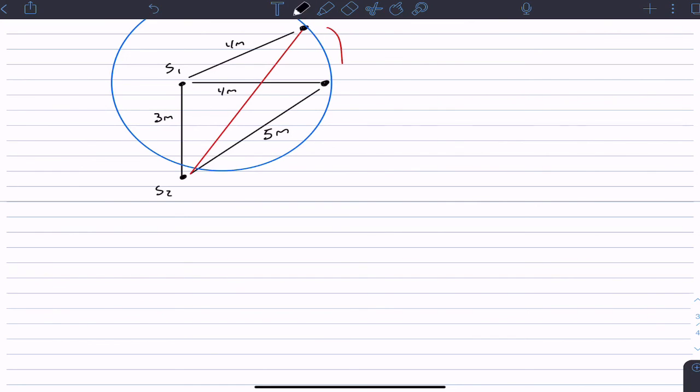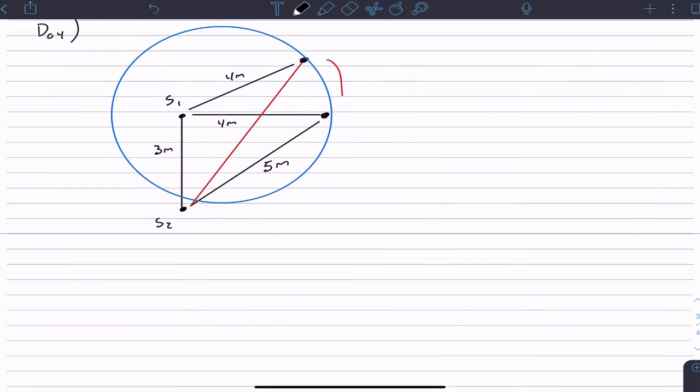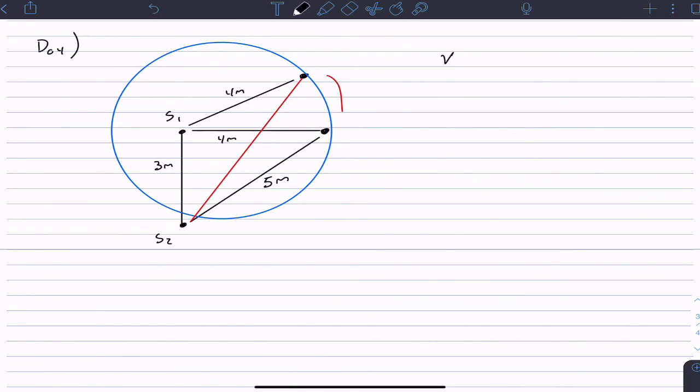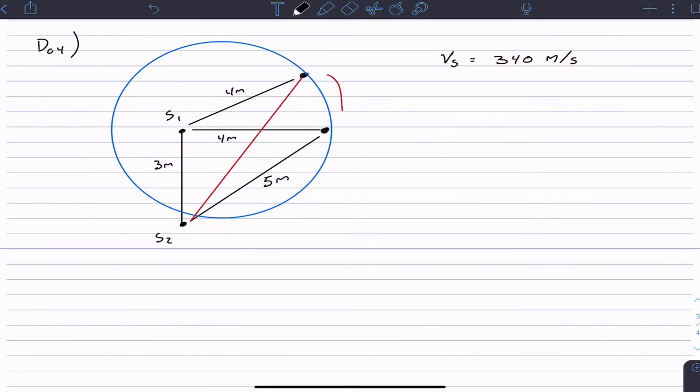If you don't believe me, you can say, well, what's the square root of 16 plus 9? Well, that's the square root of 25, which is 5 meters. And one last piece of information, we are told, again, the speed of sound in air is 340 meters per second. It has changed again. That's fine. Let's just use what we're told. 340 meters per second. The speed of sound in air seems to change a lot around here.